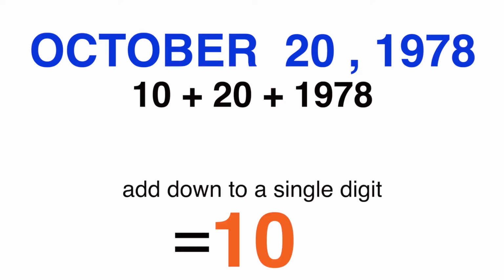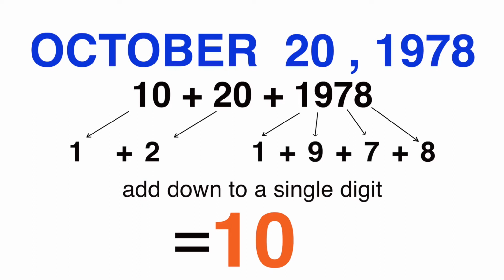So you have 10 plus 20 plus 1978. Add the 10 and the 20 down to single digits. The 10 goes to 1, the 20 goes to 2. So now your problem is 1 plus 2 plus 1 plus 9 plus 7 plus 8. Adding all those together gets you to the number 10, and that goes down to a life path number 1.